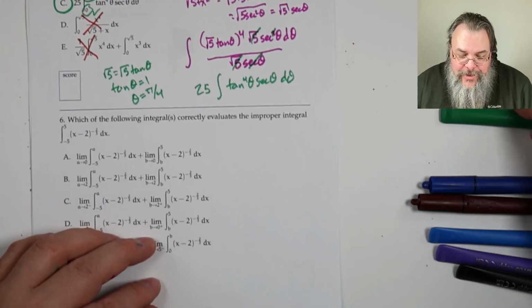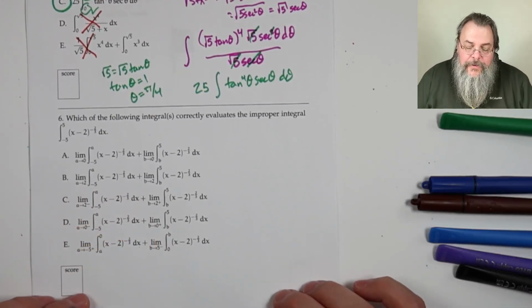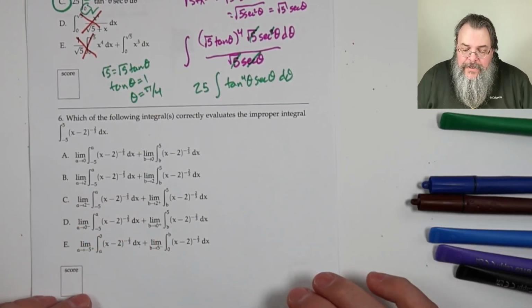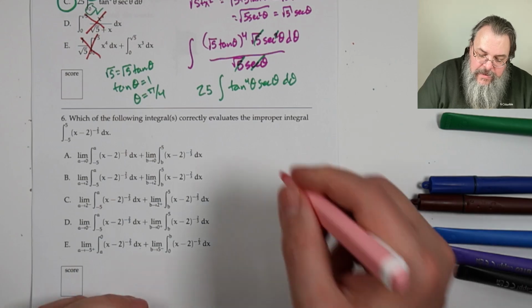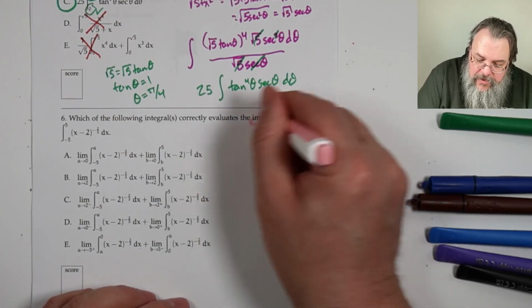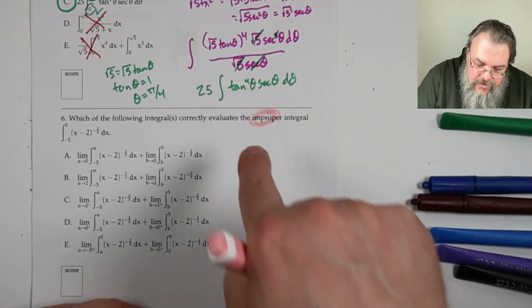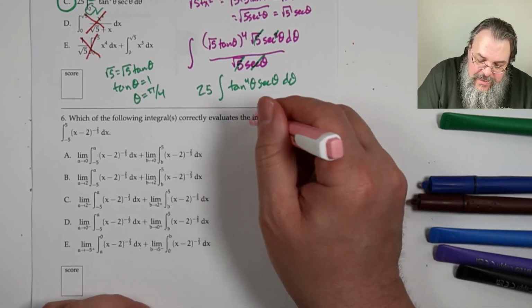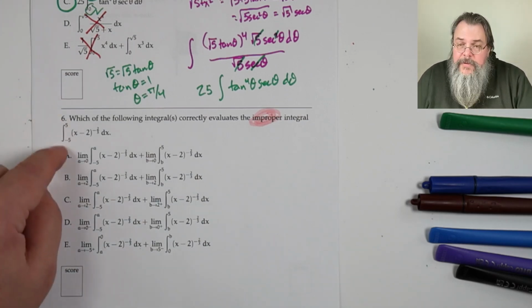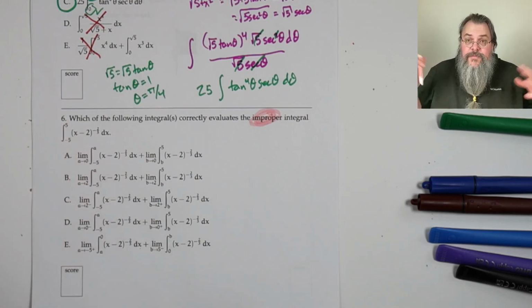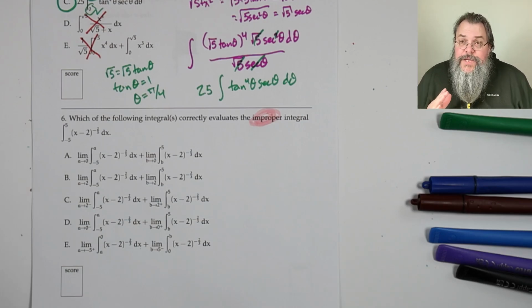Last multiple choice question. Which of the following integrals correctly evaluates the improper integral? Okay, so it's an improper integral, and we know it because it says improper. Nice. All right, so we say, where's the problem? Well, there's no problem at the endpoints because those are numbers. They're not infinity or minus infinity. So there's got to be a problem in between.